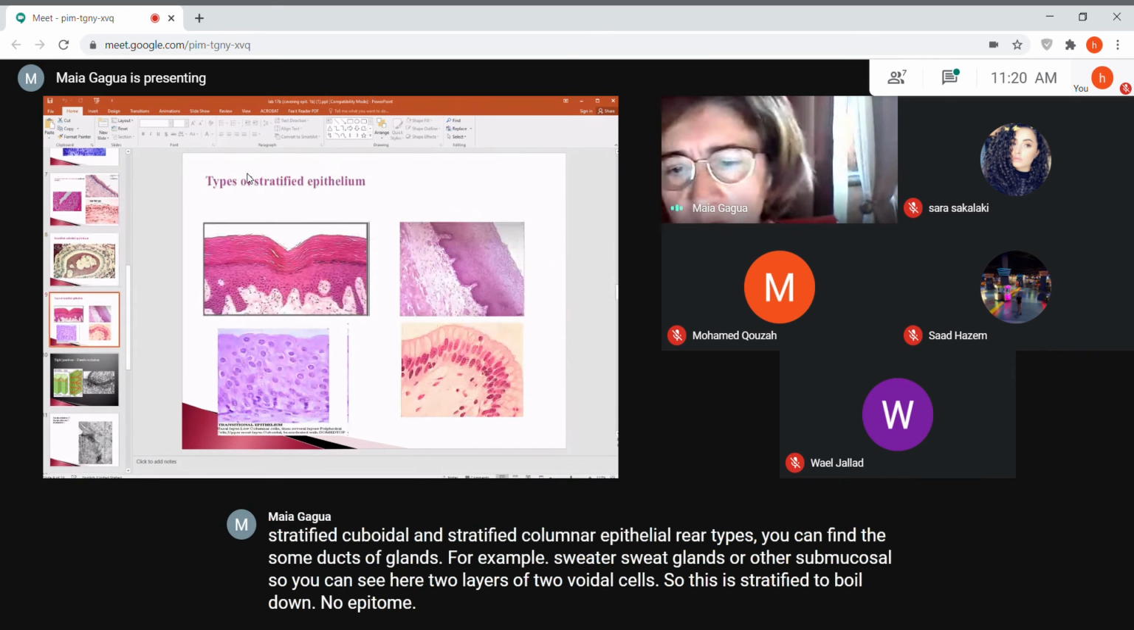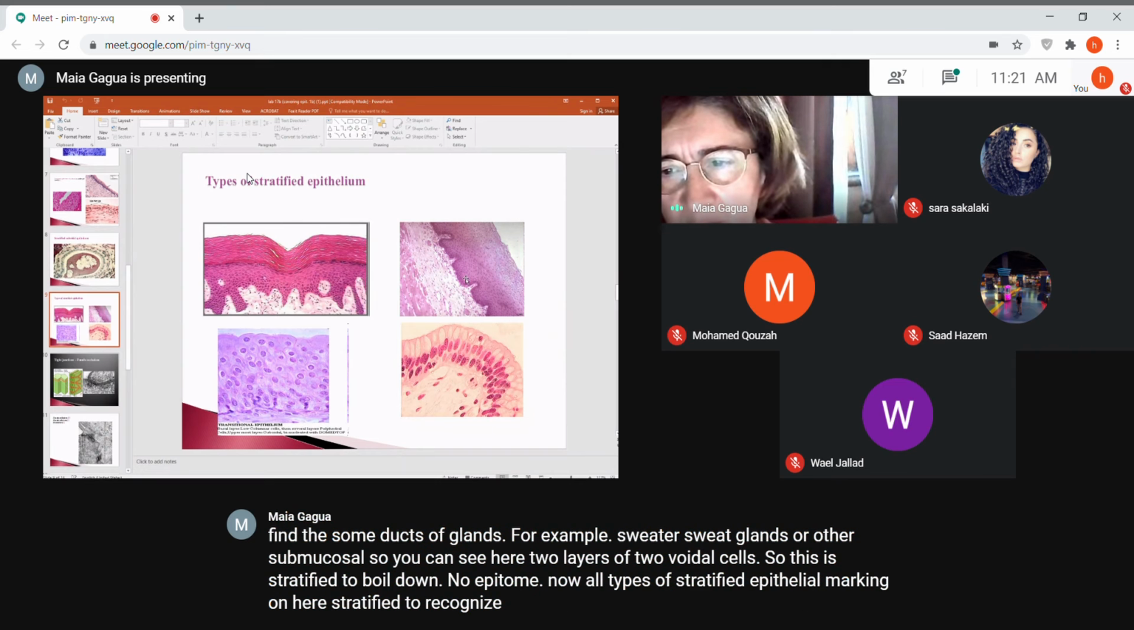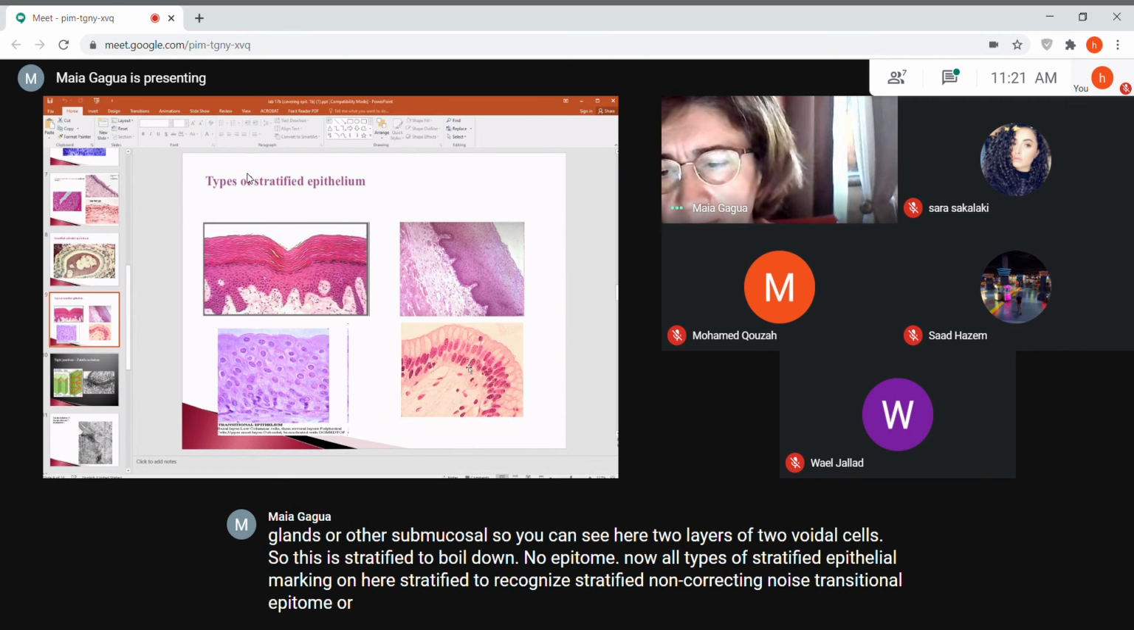Now all types of stratified epithelium are given here. Stratified keratinized, stratified non-keratinized, transitional epithelium or urothelium, and stratified cuboidal and columnar.